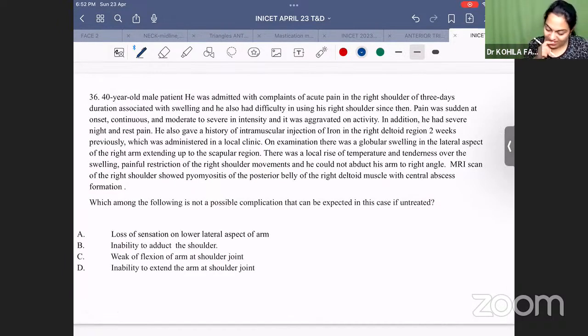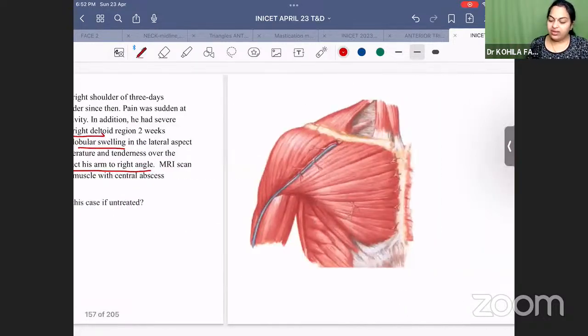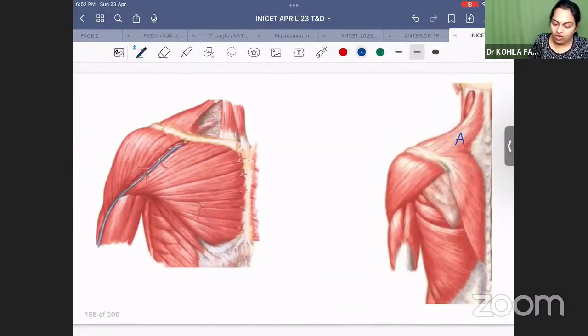This question is big, right? But it's easy. You must have read through the question. I'll just underline the point alone. What have they done? Intramuscular injection, given in the right deltoid. What happened? The patient has a globular swelling. And what is the difficulty he's having? Movements are restricted. Could not abduct his arm. So where should an intramuscular injection be given? In the deltoid. What are the 2 nerves which are at risk of injury?